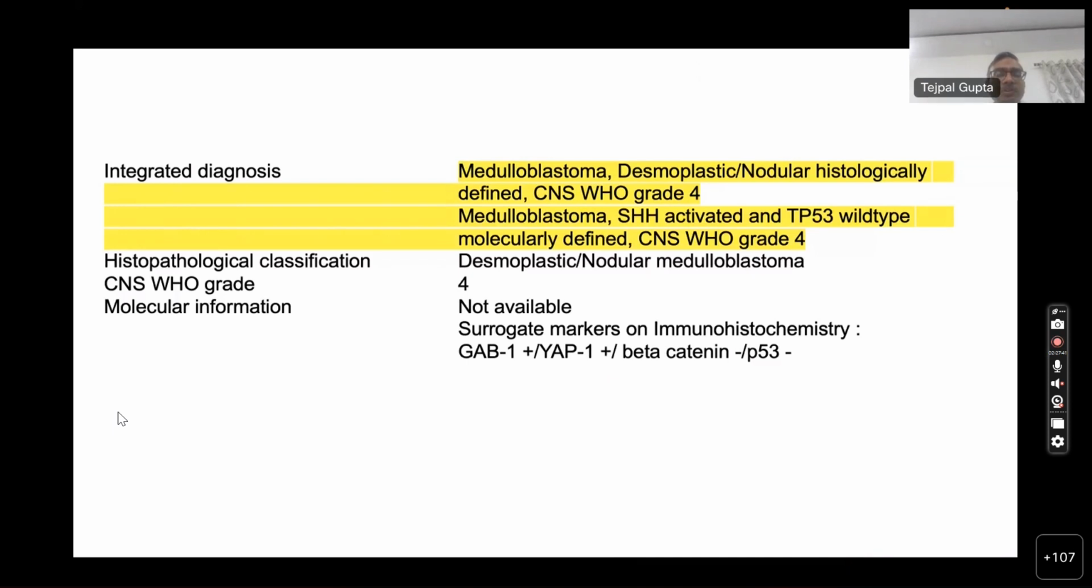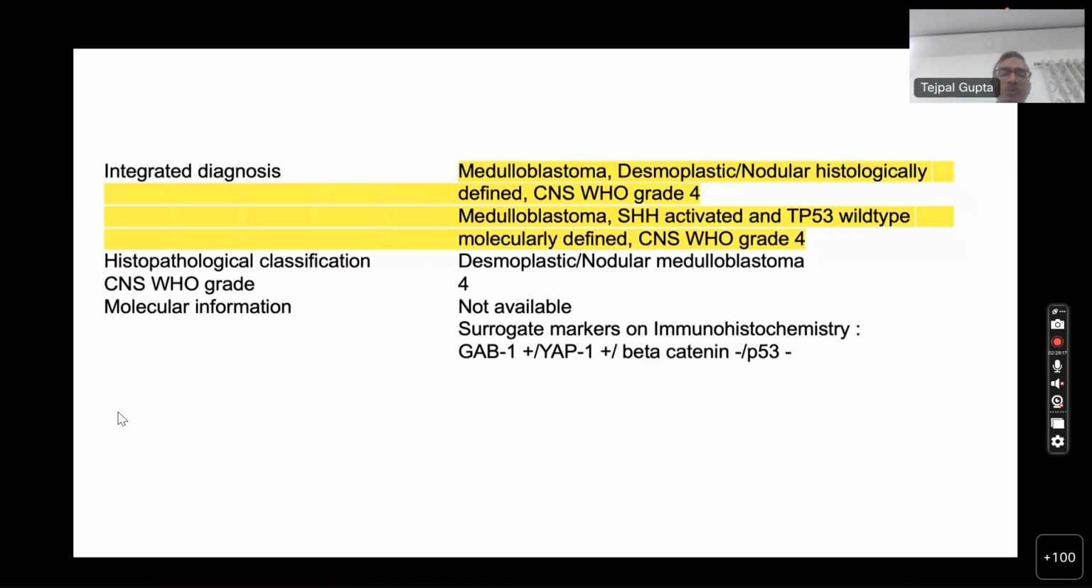Of course, if we have more advanced techniques, like the differential expression of 12 protein coding genes, or use the nanostring or the methylation profile, which classifies them more accurately. The only downside of using IHC platform is that you can't differentiate between group 3 and group 4, so you have to leave it as a non-Wnt, non-SHH. But if you use more advanced platforms, then you can define group 3 and group 4 separately.